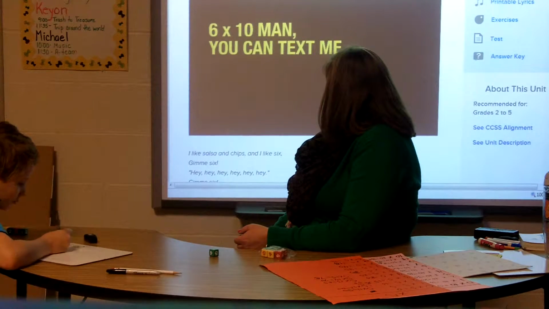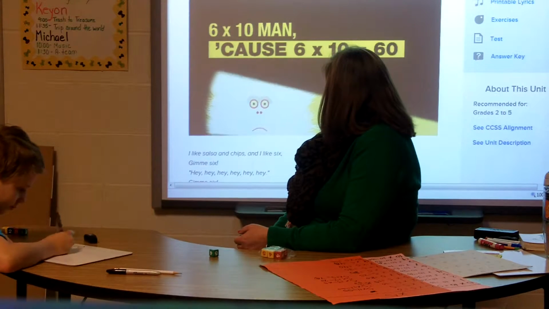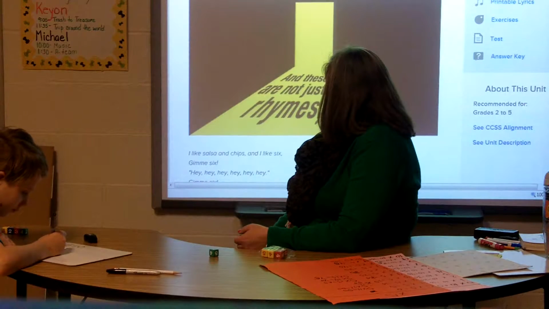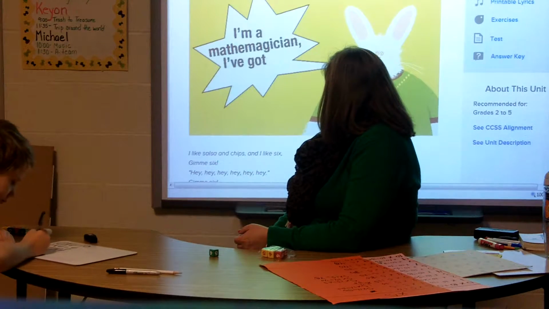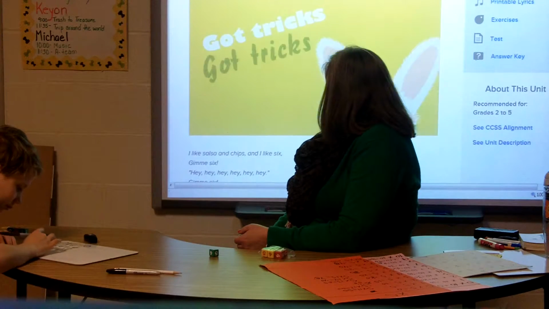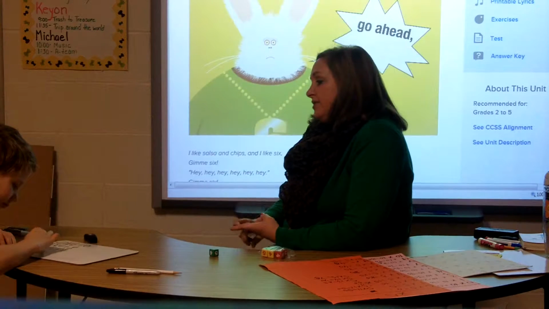And 6 times 10, man, you can text me, cause 6 times 10 is 60. And these are not just rhymes, man, these some tips. I'm a mathematician, I've got tricks, got tricks. Oh, in my bag, got tricks. You should already know 6 times 5.